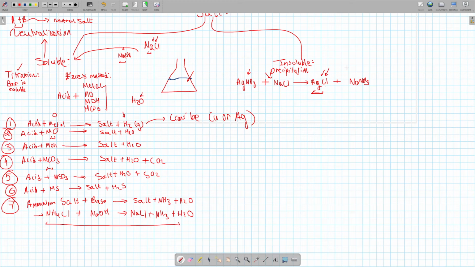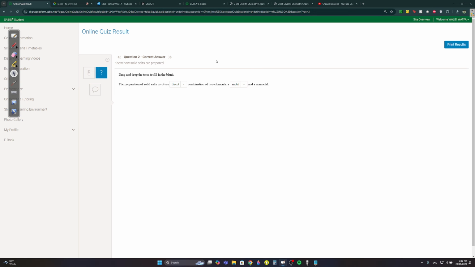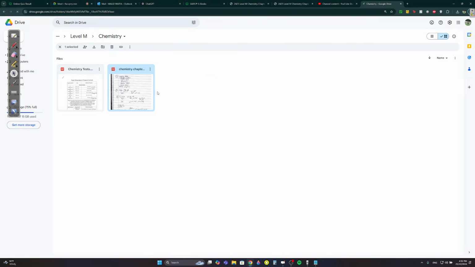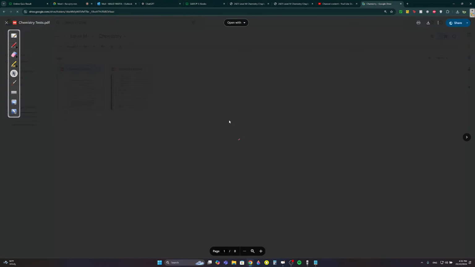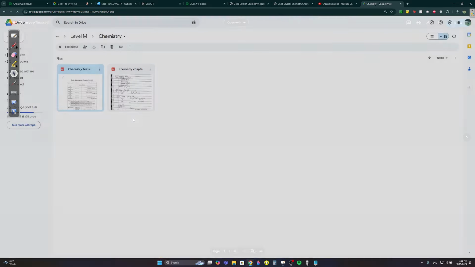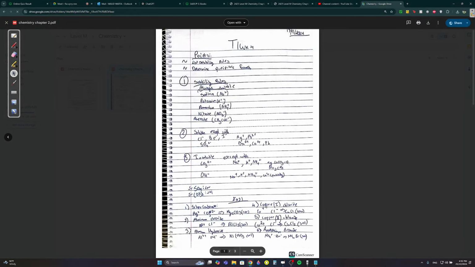How do you know if it's insoluble? From our solubility rules from chapter 2. I'm going to pull them up now. By the way, if you're watching this for the periodic, this is also required, the chemical analysis, so know them all. So these solubility rules, you must know them, guys. All of these.